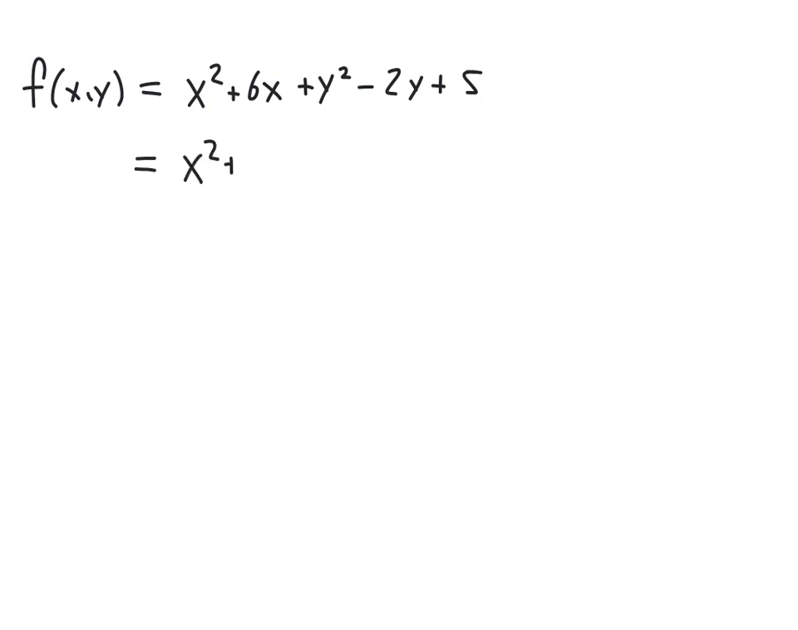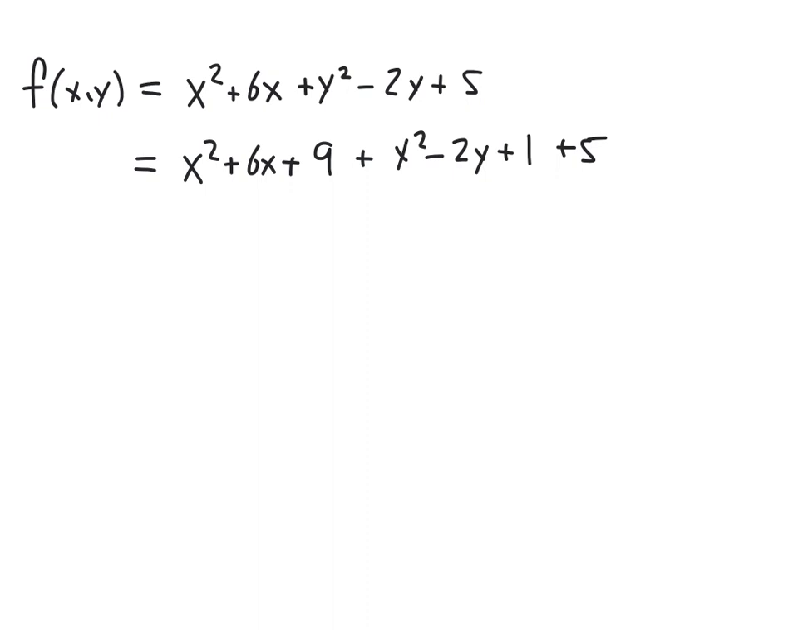So now we want to do some algebra with our function itself. All right, so our function is x squared plus 6x plus y squared minus 2y plus 5. And because it looks like we have two quadratic expressions here, one in terms of x and one in terms of y, we could go through here and complete the square in both x and y. And so when we do that, we're going to have x squared plus 6x plus 9 plus y squared minus 2y plus 1, and then plus 5.